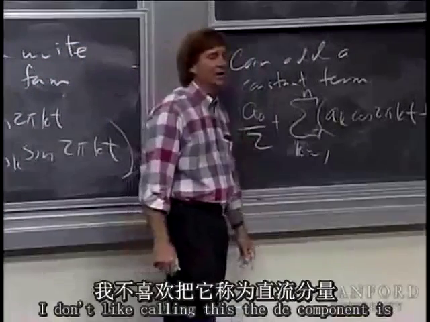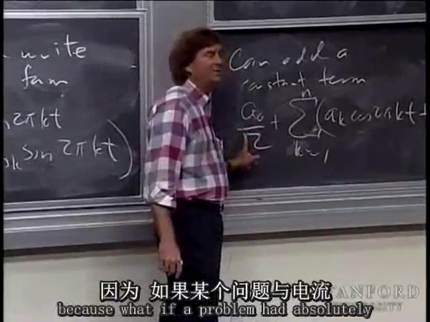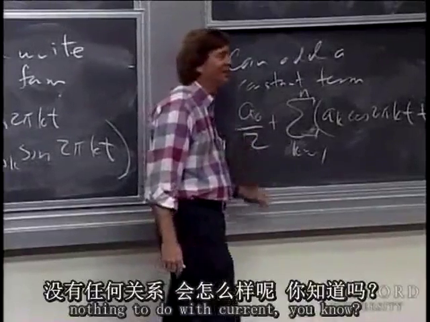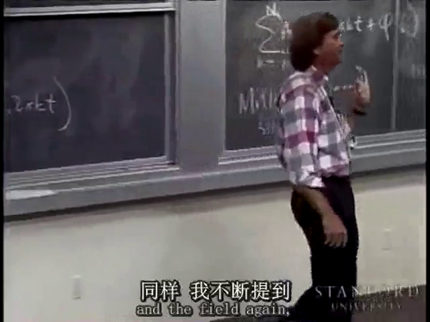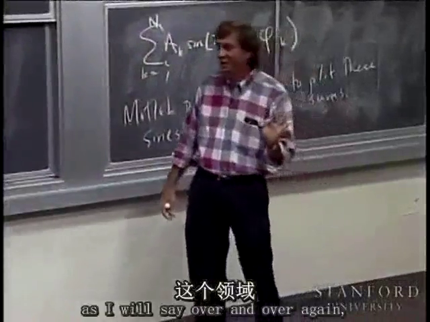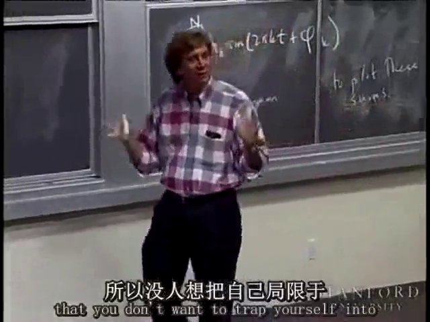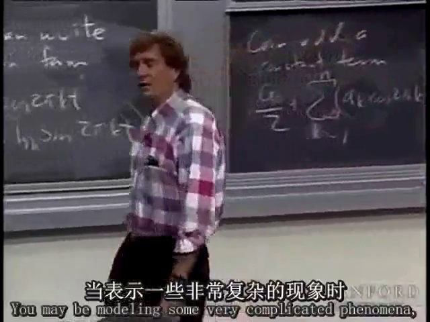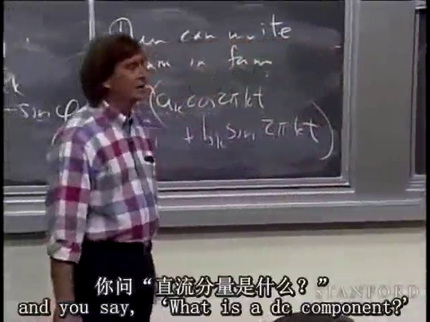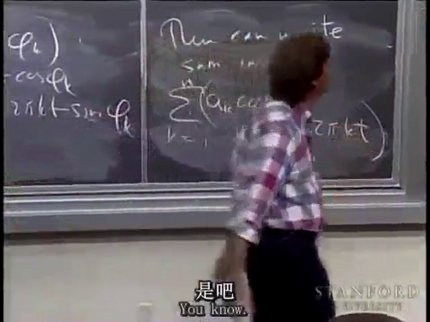The reason why I don't like calling this the DC component is because what if the problem had absolutely nothing to do with current? You know, you're sometimes trapped by your language. And the field, as I will say over and over again, is so broad and so diverse that you don't want to trap yourself into thinking about it in only one way. You may be modeling some very complicated phenomena and you say, what is a DC component? And somebody's going to look at you like, what are you talking about?